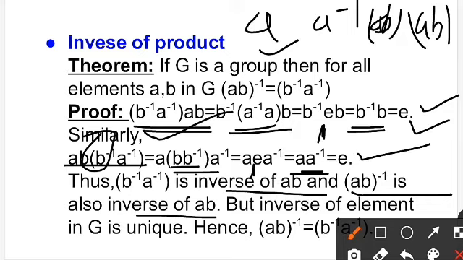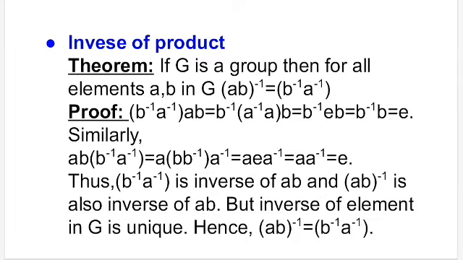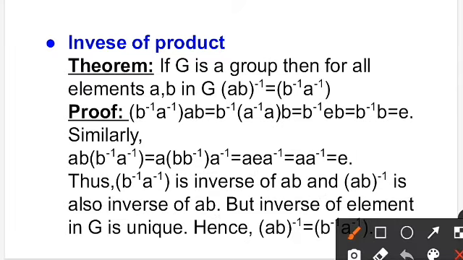But we have just seen that the inverse of an element in G is unique. It is not possible that there are two inverses of a single element in a group. Therefore here we get that (AB) inverse is equal to B inverse A inverse.